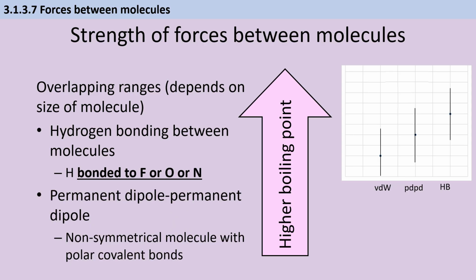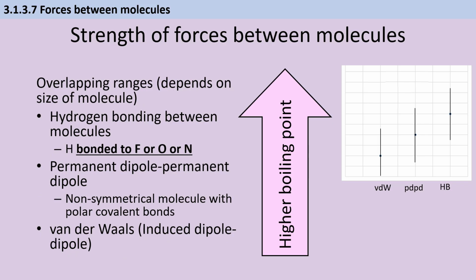The second type of weak intermolecular force is the permanent dipole interaction, and this arises when we have a non-symmetrical molecule that contains bonds that are polar, but not as polar as the ones that lead to hydrogen bonding. For instance, if you have carbon bonded to chlorine, that's a polar bond, and if it's a non-symmetrical molecule, that could lead to a permanent dipole interaction between two adjacent molecules. The final type of weak intermolecular force is the van der Waals force, and this arises because of the random distribution of electrons around a molecule.